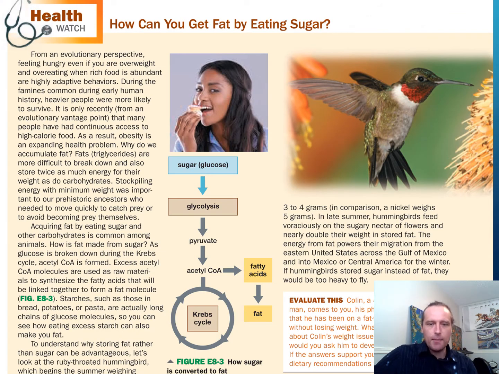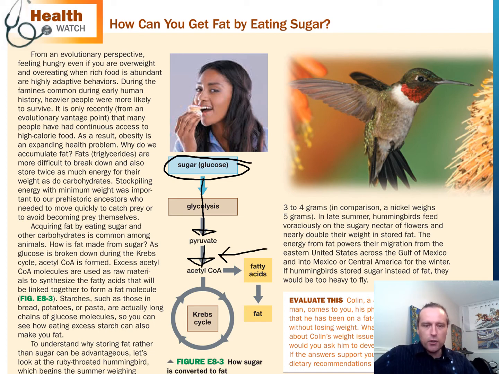So how can you get fat by eating sugar? Long story short, most chemical reactions are somewhat reversible. So if you're eating, say, lots of glucose, let's follow the arrows here. Glycolysis happens, pyruvate is produced, and pyruvate's converted to acetyl-CoA. I was just telling you how fatty acids can be converted to acetyl-CoA. Well, it turns out the reaction can be reversed.